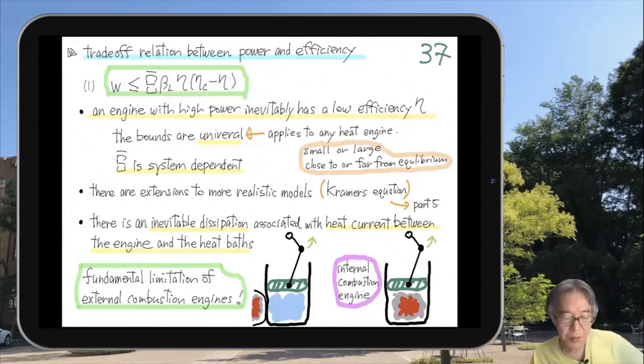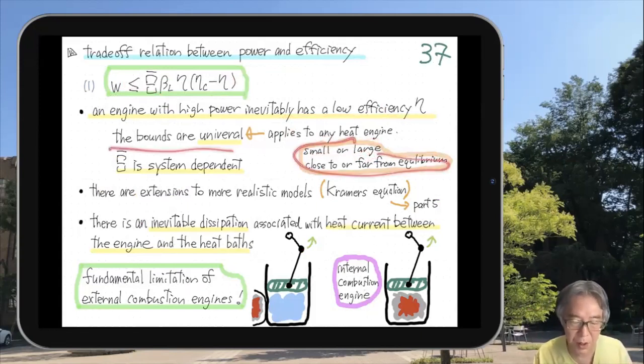I would like to stress that the bounds are universal in the sense that they apply to any heat engine that we can design within our theory, any complicated heat engine. It can be in a state very close to equilibrium or very, very far from equilibrium. It can be rather arbitrary, and the engine may be small or large. It can be a macroscopic usual thermodynamic system. Whatever engine you design, our bound is valid.